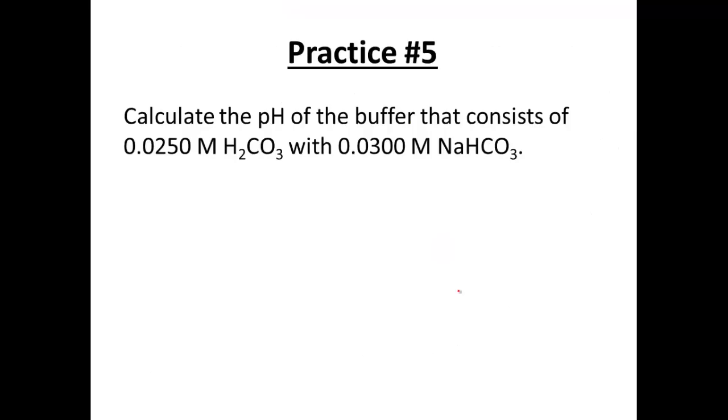Let me show you. Practice problem number 5 says find the pH of this buffer. Well, here is carbonic acid, and here is sodium hydrogen carbonate. This is HA, and this here is A minus. That's a salt, so the sodium goes away. This right here is the conjugate base of the acid over there. So what we're going to do is use our equation now.